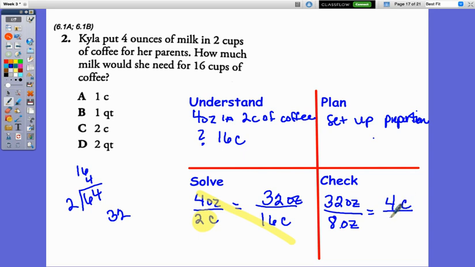So then I can say, well, there are 2 cups in each pint. All of this is in the star chart. 4 divided by 2 is 2. So now I have 2 pints. Do I have that for an answer? Nope. There are 2 pints in 1 quart. Divide that and I have 1 quart. So in 16 cups of coffee, she needs 1 quart of milk. That's still a lot of milk. Kyla doesn't know how to make coffee.